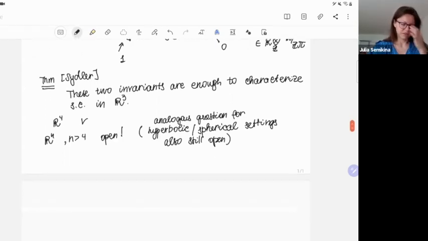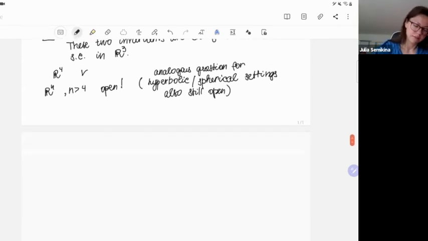But we can go even further and ask, what about groups? So what about the Scissors congruence group? So what is this? So far I will work only in R^n. So the Scissors congruence group in R^n is defined by generators and relations.